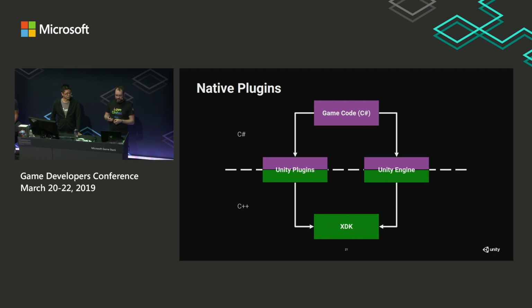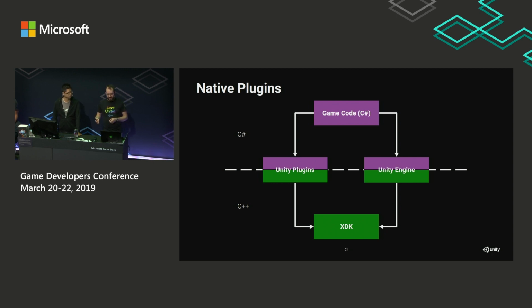As I mentioned before, our native plugins expose native XDK APIs to your C# game code. So I thought it would be useful to describe via this diagram that both the Unity engine and the plugins themselves sit at the boundary between managed C# code and native C++ code, calling into the XDK directly. Our native plugins come as a set of pairs of native and managed DLLs, and all you have to do in order to use them is to copy these DLLs into your project's plugins folder.